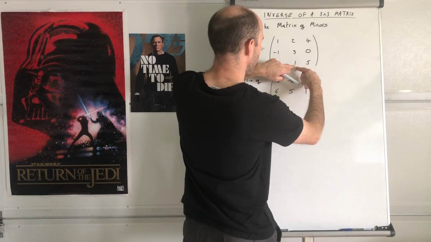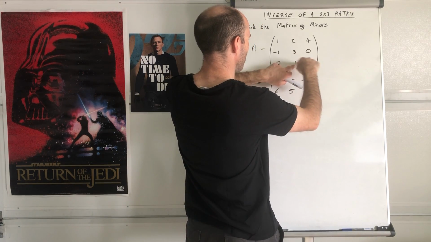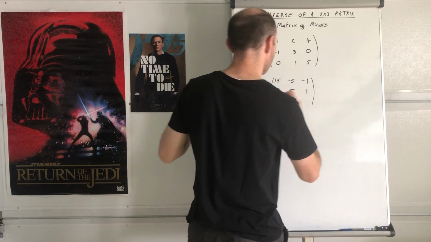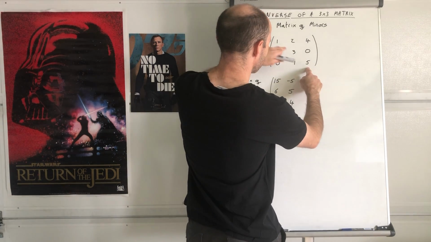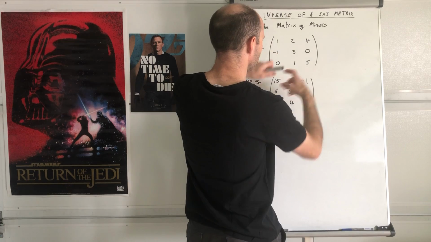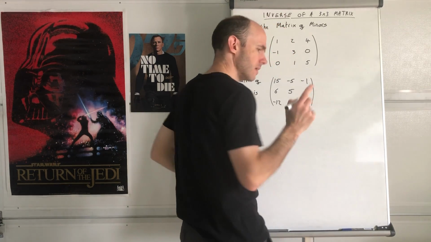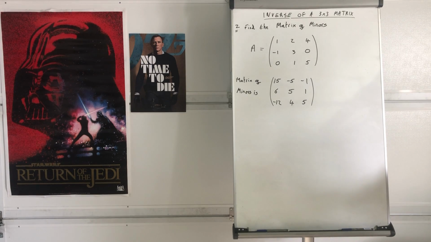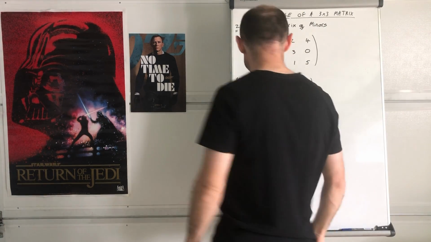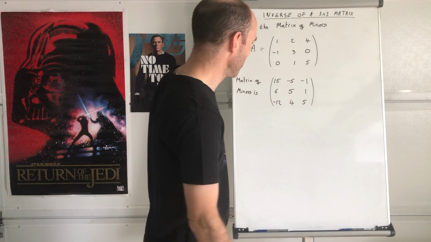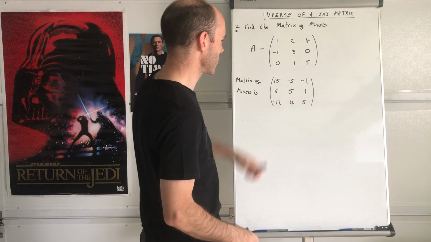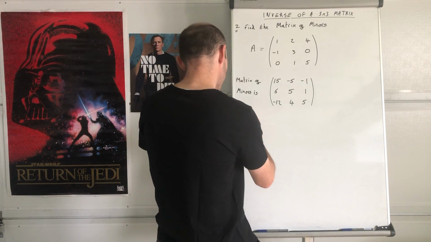And this one here, no, I didn't work it out. It's 4. And then this one here, 3 plus 2 is 5. I'm going to check it. 15, negative 5, negative 1, 6, 5, 1, negative 12, 4, 5. Hooray. Done. So that's the matrix of minors. That's the first step. Already fairly time consuming that bit, wasn't it? So that's number 2. Find the matrix of minors. Right. Step 3.